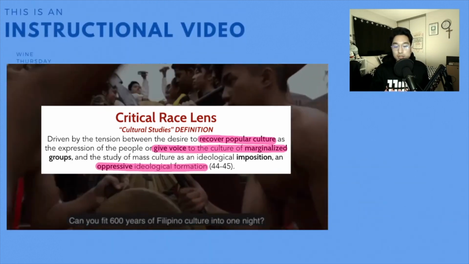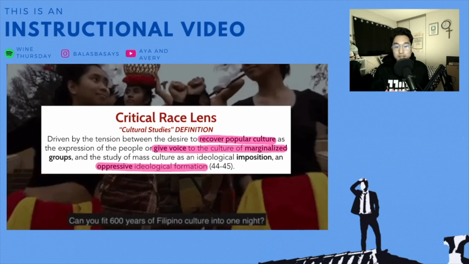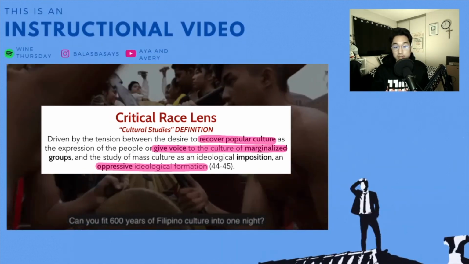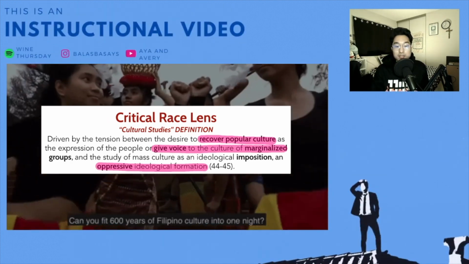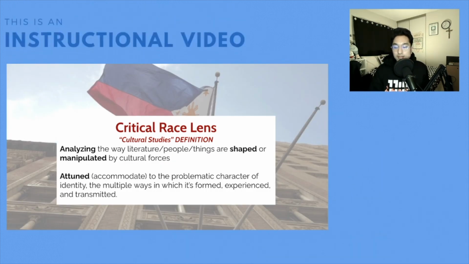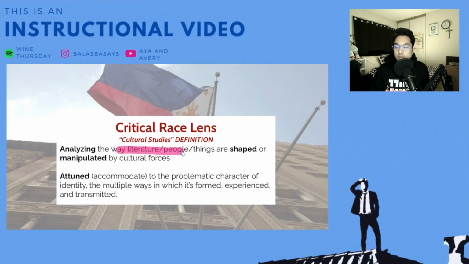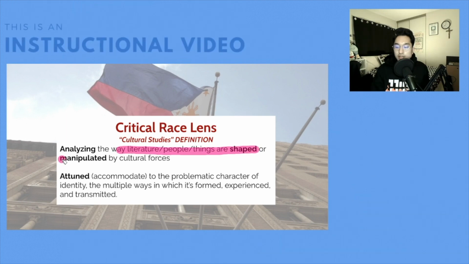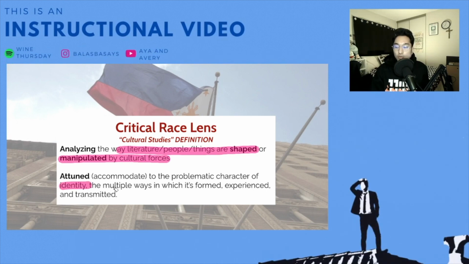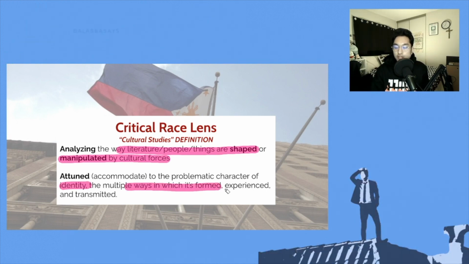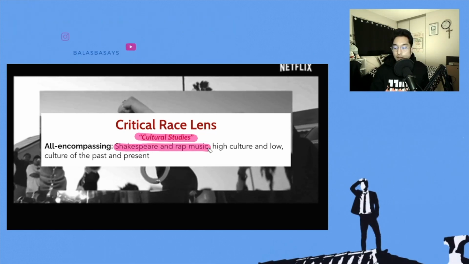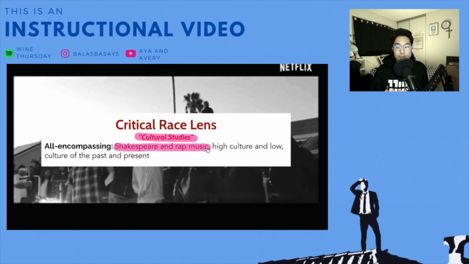By reading through this critical race lens, the goal is to give voice to the oppressed or marginalized groups and look at how the dominant culture, like the master narrative, silences or suppresses certain stories, like the counter narratives. Basically, the critical race lens allows us to analyze the way literature, people, and things are shaped or manipulated by cultural forces, attuned to the problematic character of identity, the multiple ways in which it's formed, experienced, and transmitted. Cultural studies is all-encompassing. It covers everything from Shakespeare to rap music, high culture and low culture of the past and present.